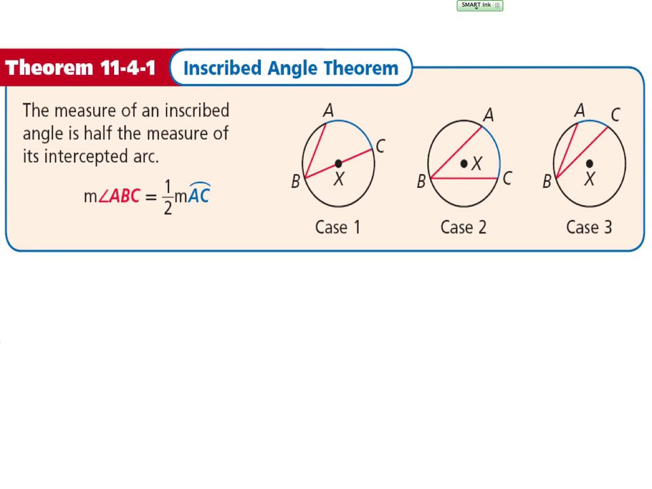Which would look like this. I'll put a 1 there. Actually, I'll put a 2. The measure of the second type is 1/2 the measure of the arc.